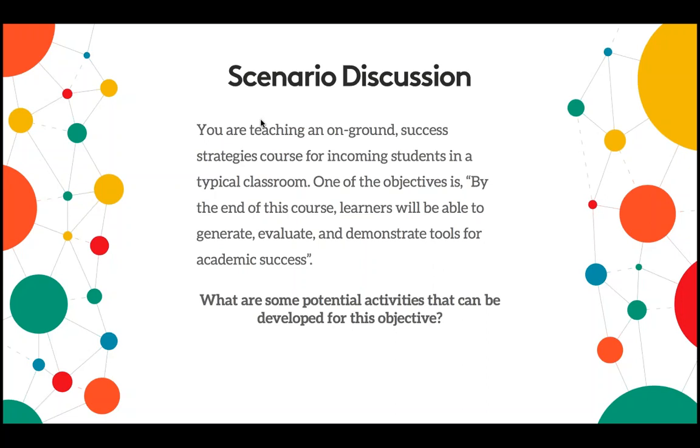And again, what we want to take a look at right now is, okay, I know I'm on ground. A typical classroom, because I didn't want to say it's just the standard desks or chairs. It doesn't matter. It's not like a computer lab. There's no lab component to it. And we have the objective and some of those action verbs that Aaron mentioned at the very beginning: generate. They need to generate tools for academic success. They need to evaluate the tool for academic success, and they need to demonstrate, put it to use. So what are some potential activities that can be developed for this objective? And I'm going to kick it over because I think we got a lot of replies in here. Aaron, do you see any that pop out?